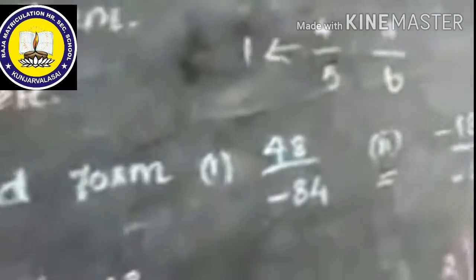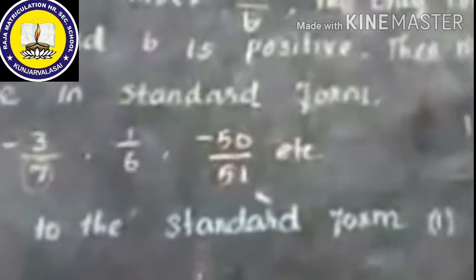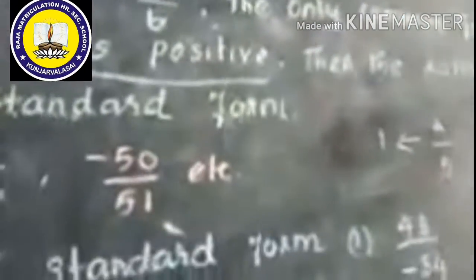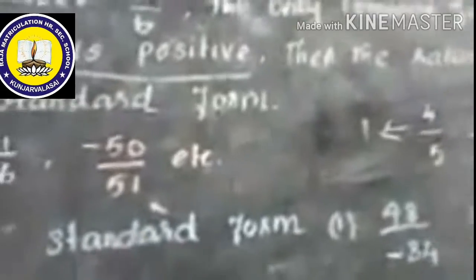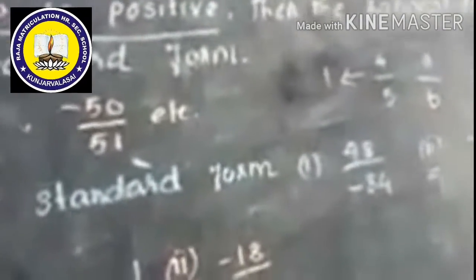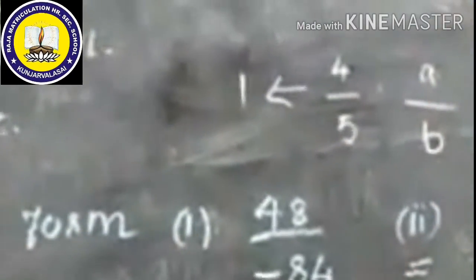And also the compulsory note is that b is positive, which means the denominator must be a positive integer. Here also the denominator 5 is a positive number, and for 4 by 5 the common factor is also 1. Therefore 4 by 5 is a standard form of the rational number.